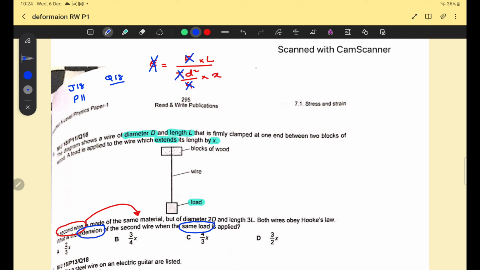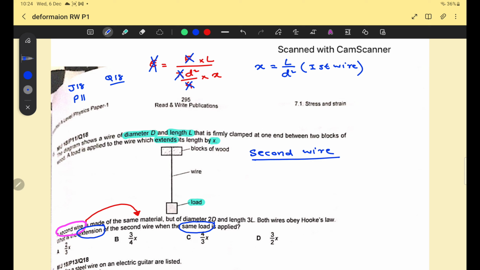So I am making x the subject, so x equals L upon d square, and it is for the first wire. This equation is for the first wire. And now I am working for the second wire. Second wire, beta. Now I am working for the second wire.